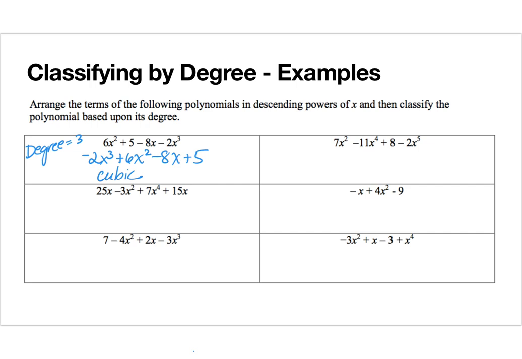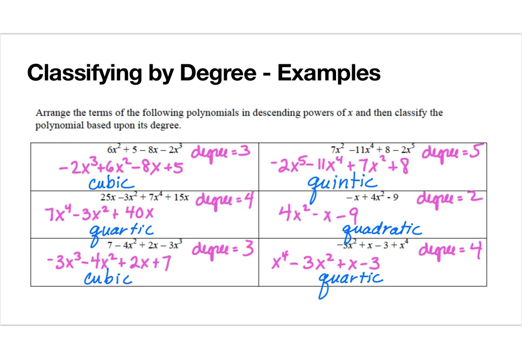Next, I'd like you to try the others. Press pause on your video, give them a try. When you're ready to see the answers, press play again. Here are my answers. As you can see, I've arranged all of these in decreasing order of power, and I've classified them. This was degree 5, it's a quintic. Degree 2 is a quadratic. Degree 4, quartic. Degree 3, cubic. And degree 4, quartic.